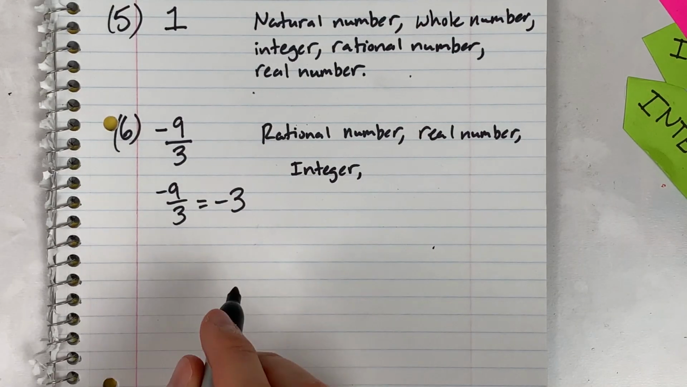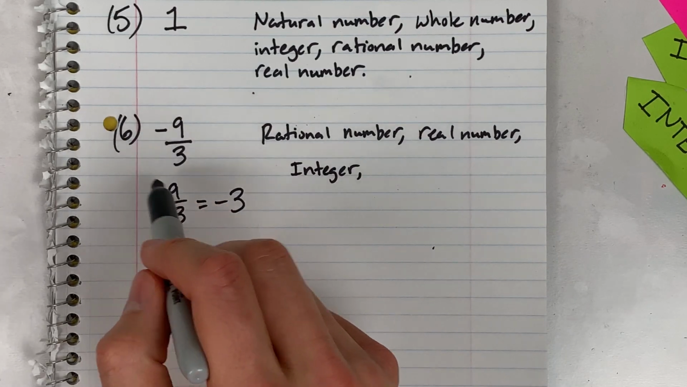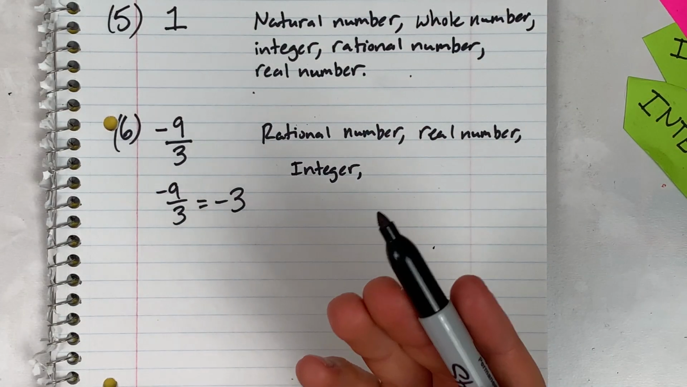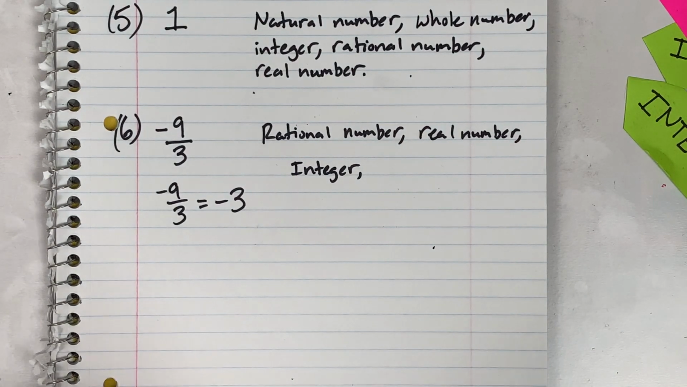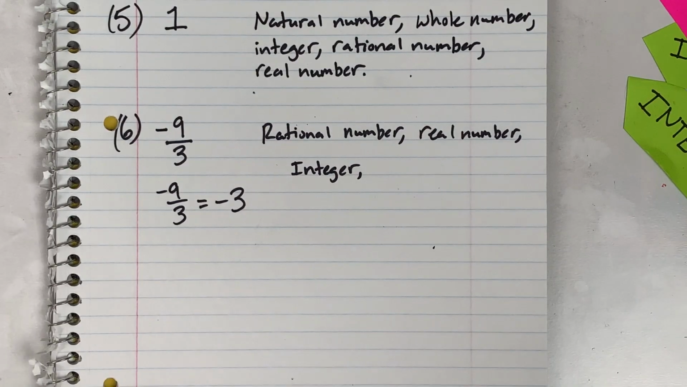The important thing here is that even though it looks like a fraction, we had to find out if it could be written as an integer, which in this case it can be. So the ways to classify negative 9/3 are as a rational number, a real number, and an integer.